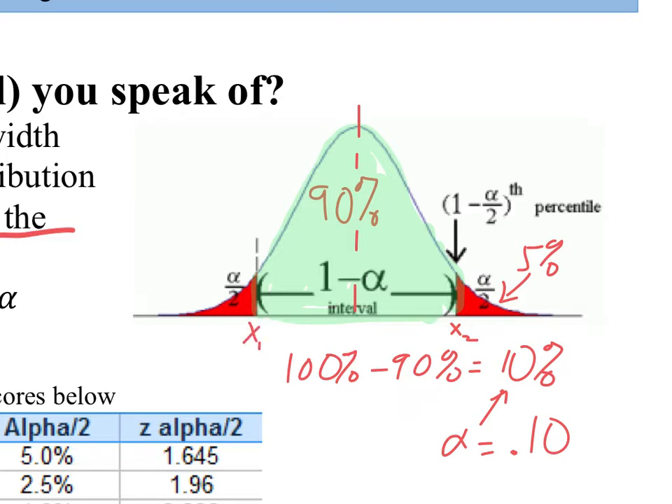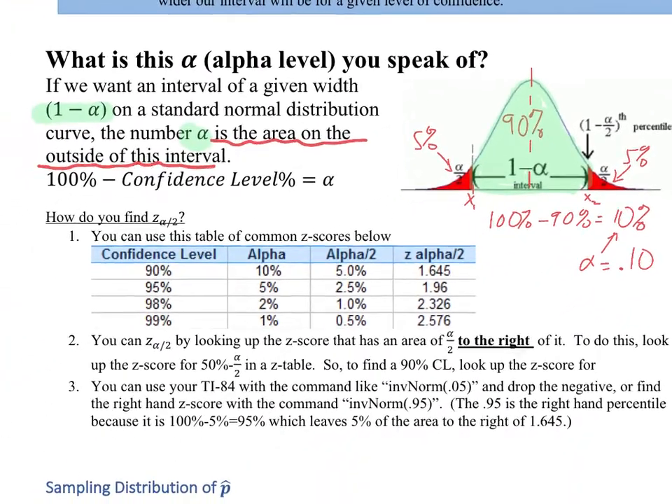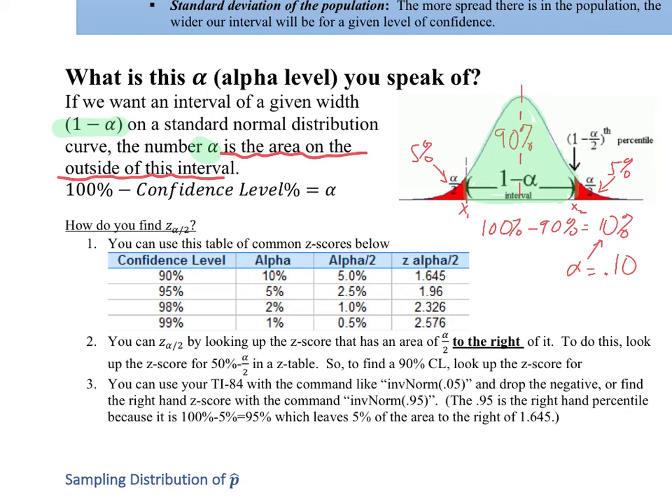Let's say our two values are x1 and x2. And we're going to have 5% here. Or in general, we're going to have alpha divided by 2 area out here. All right? So that's what alpha means. So how do we find these alphas? Well, again, if we have a confidence level of 90%, then our alpha is 10%, because 100 minus 90 is 10%. Half of alpha is 5%. And so on and so forth for other ones.